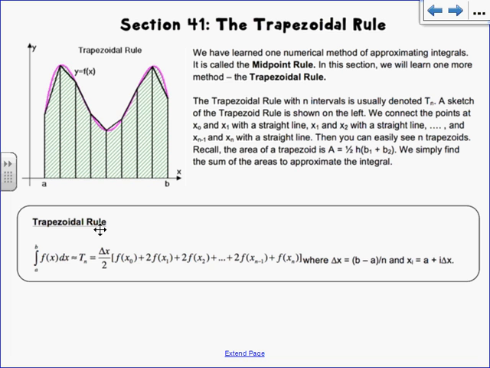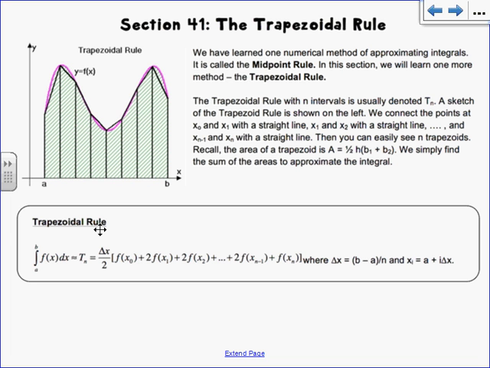In section 4.1, we're going to learn one more approximation method. So we've learned right-hand endpoints, left-hand endpoints, and the midpoint rule. Now we're going to learn something called the trapezoidal rule. I have a little sketch of the trapezoidal rule here, which I think should make sense to you.